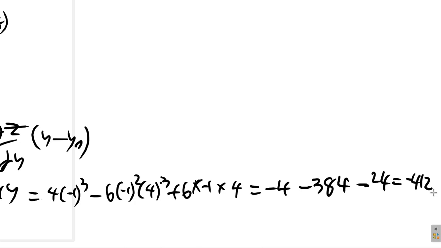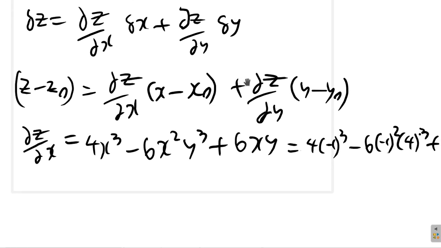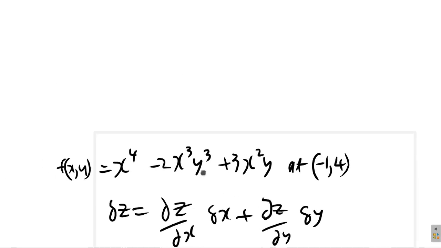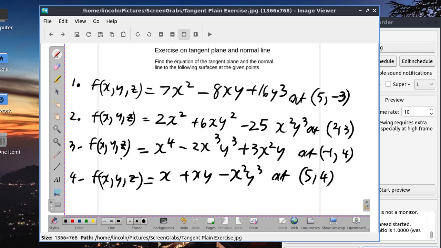Now, just to double check, make sure everything is alright with it. So delta z by delta x, 4x cubed minus 6x squared y cubed. Is it y cubed or y squared? Let me look back at the equation. Yeah. So that's what we have there. So x to the fourth minus 2x cubed y cubed plus 3x squared y. Good.